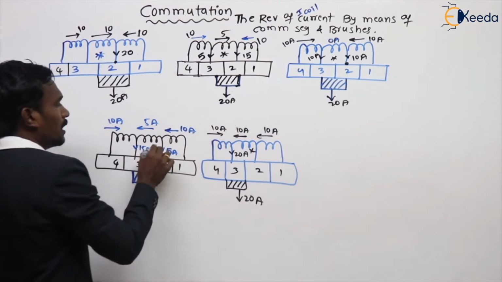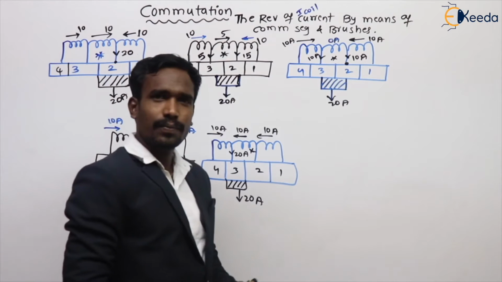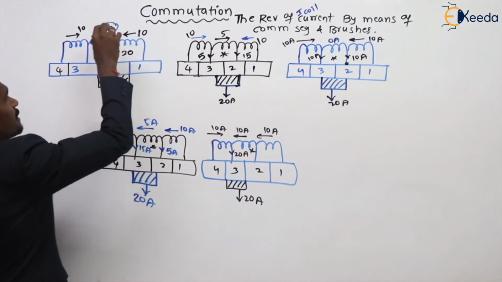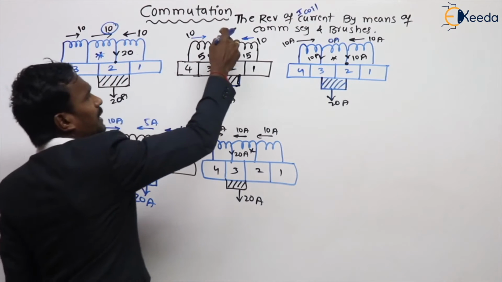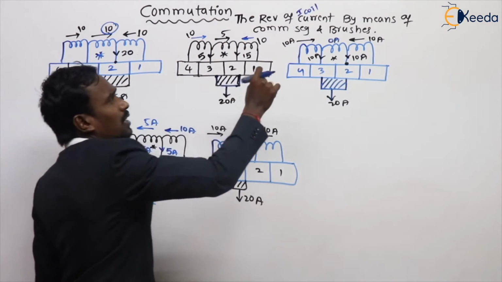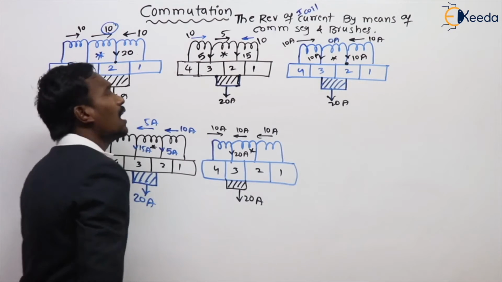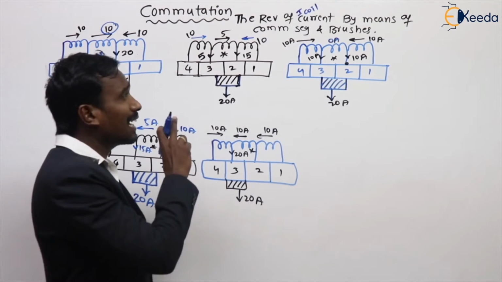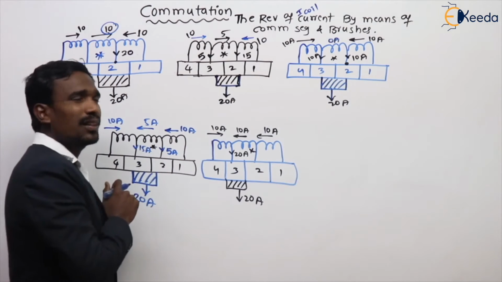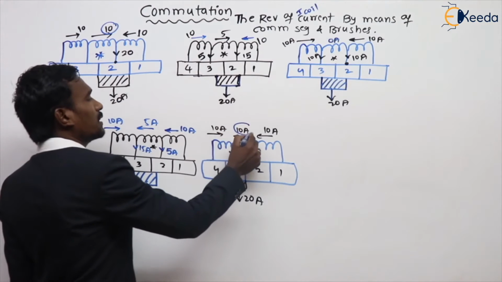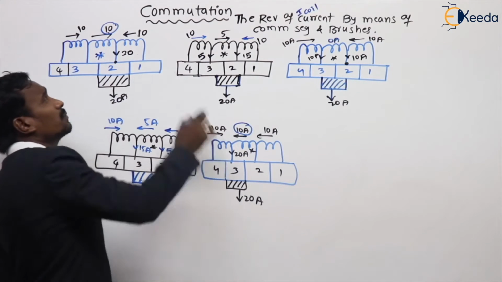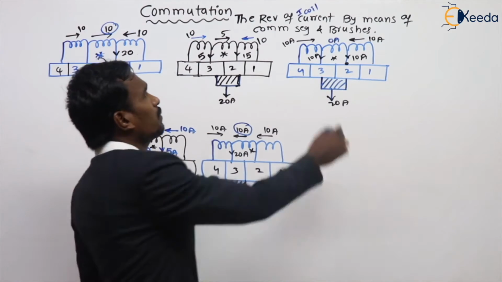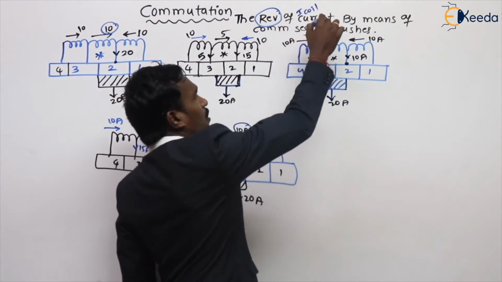So observe the commutating coil current. Here in this coil, the current is 10 amperes in this direction. After that, 5 amperes in the same direction. After that, 0 amperes. After that, 5 amperes in the negative direction. Nothing but current reversal is going on. And then after that, 10 amperes in the reverse direction. Nothing but this direction of 10 amperes is reversed. That is nothing but the reversal of armature coil current.